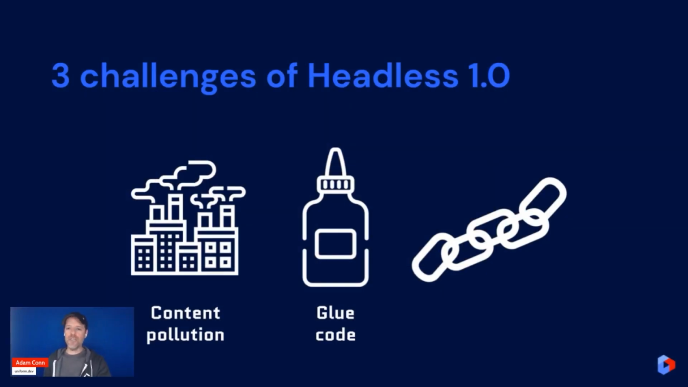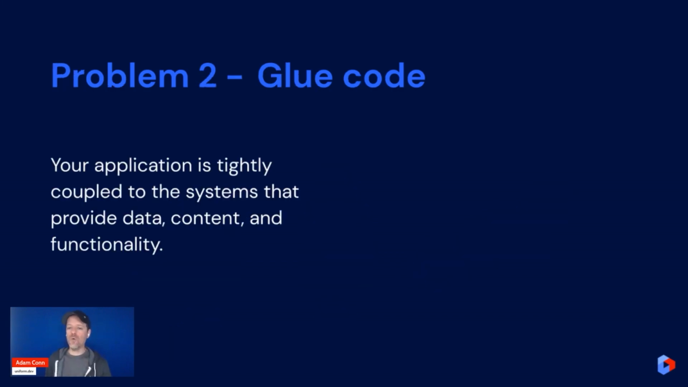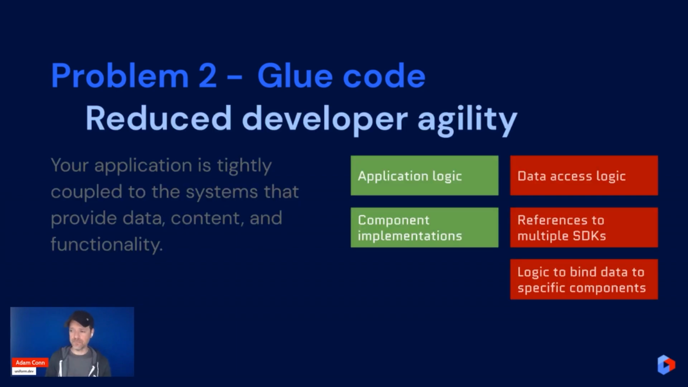Okay, so our next challenge is called glue code. One of the big promises of the headless approach was that you wouldn't be tied to a single monolithic CMS or DXP or commerce system. But what happened instead is that you're tied to a headless system. And that's definitely an improvement for a ton of reasons that are very well known and appreciated by people who are interested in the headless approach. But this does have some downsides.